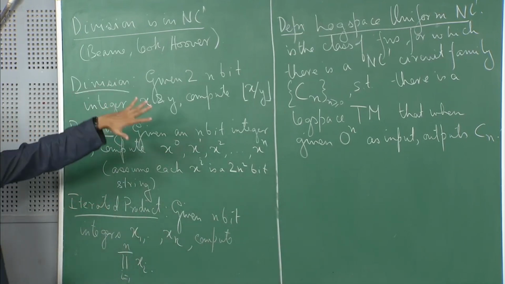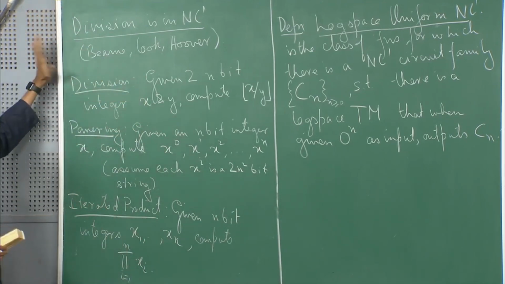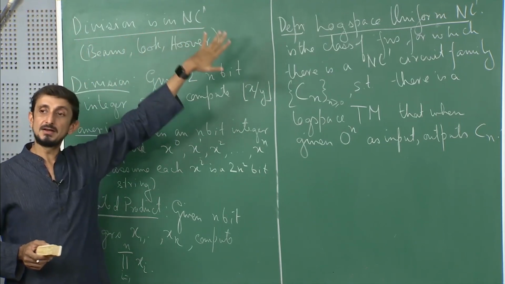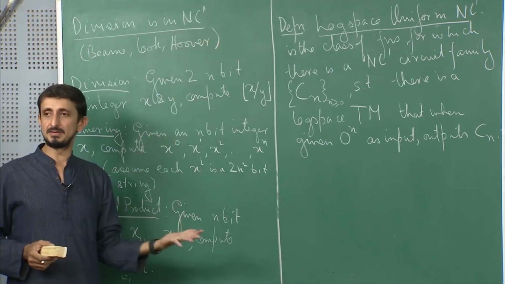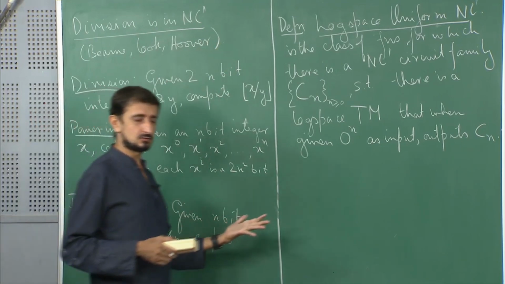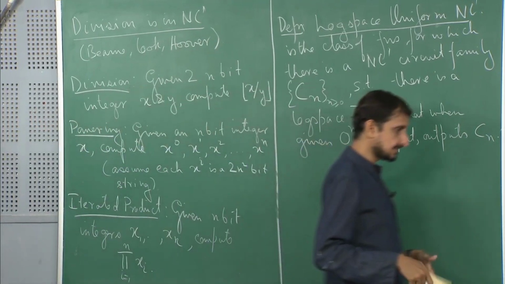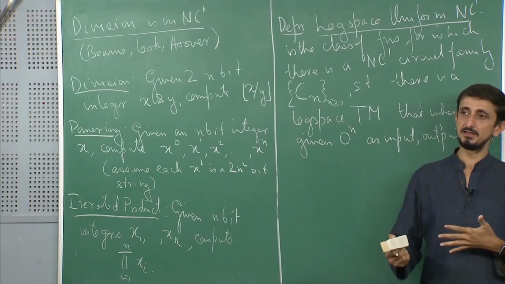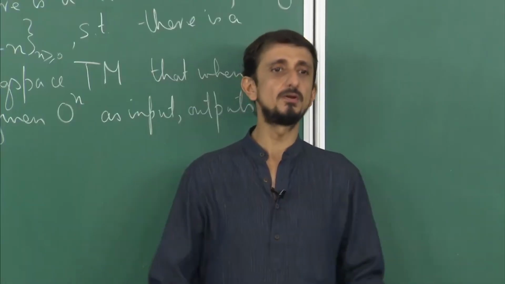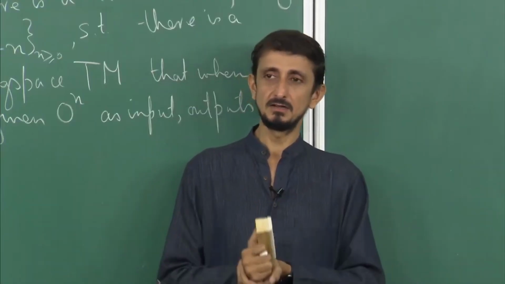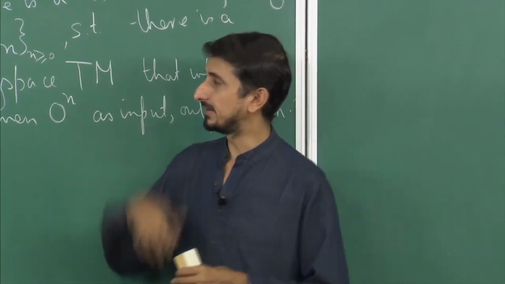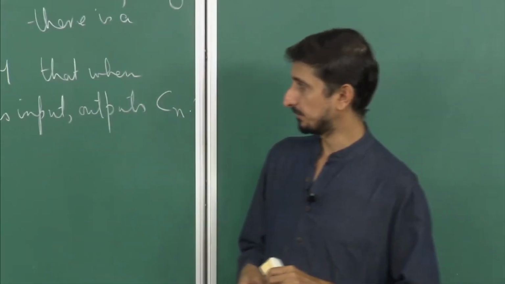So, why are we talking about log space uniformity? Because finally what we will show is that division is not just in NC1, but actually in log space uniform NC1. So, not just is there an NC1 circuit family computing division, that circuit family can also be computed in log space. That is the power of this theorem.